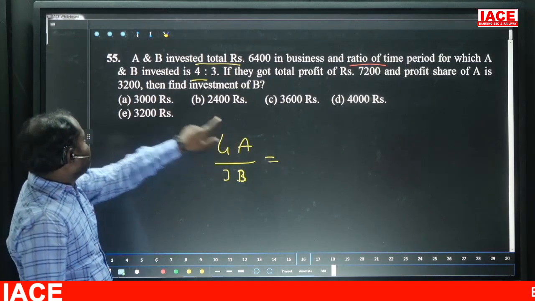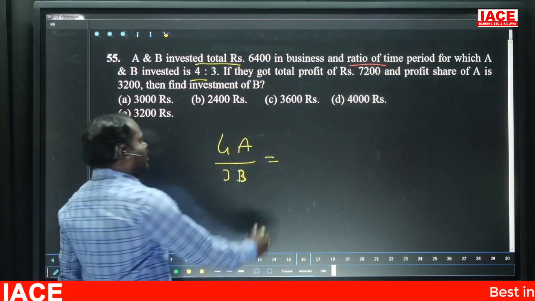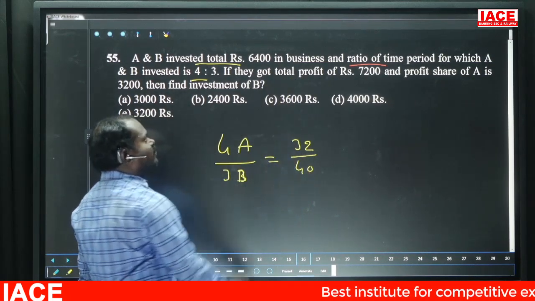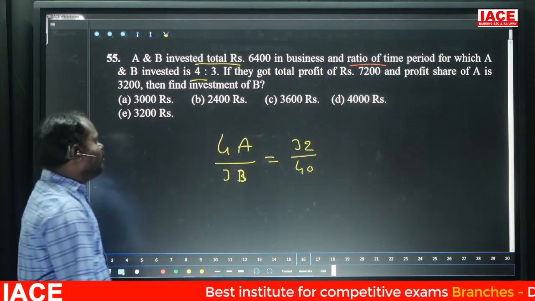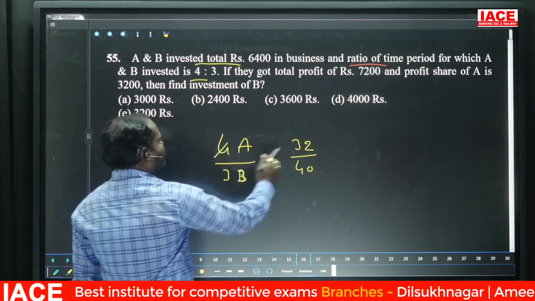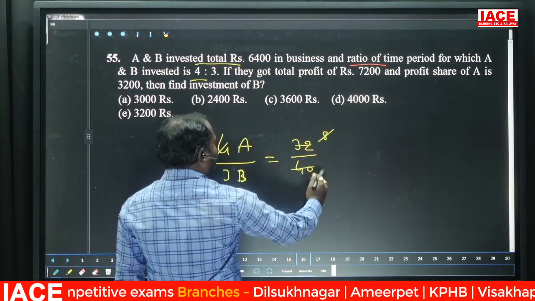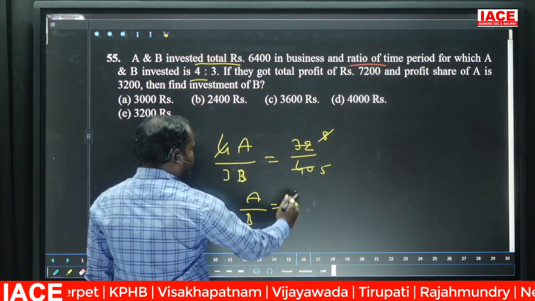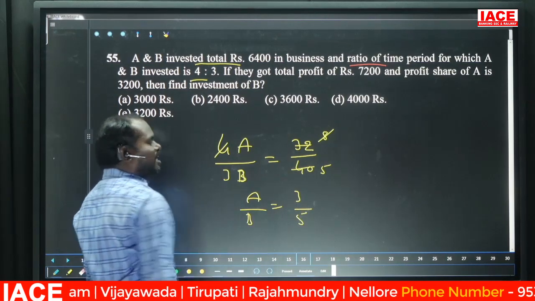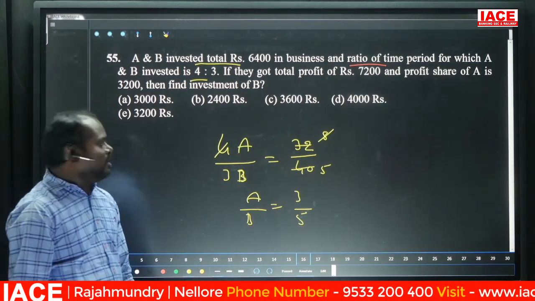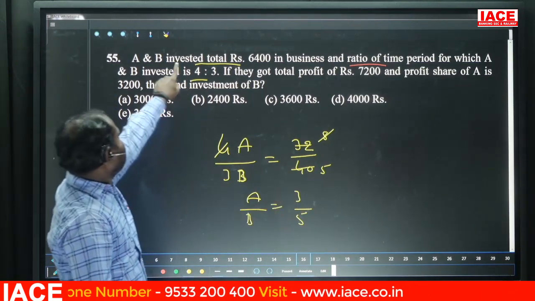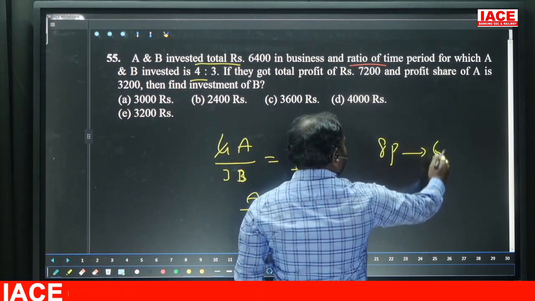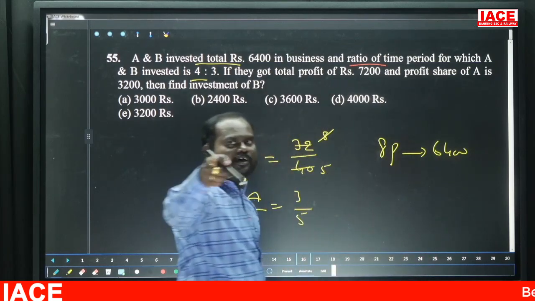Total 72, in that A is how much? 32. So if A is 32, balance will be B only, that means 40. Anyway, double zeros will get cancelled. Alright. Now here we can cancel 4 8s, 8 5s, so A by B is equal to 3 by 5. That means their capitals are in the ratio 3 to 5. Nothing but 8 parts is equal to 6400. That means one part is how much? 800.